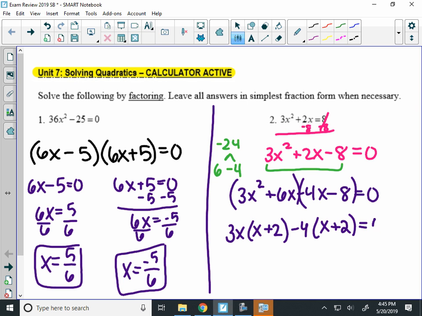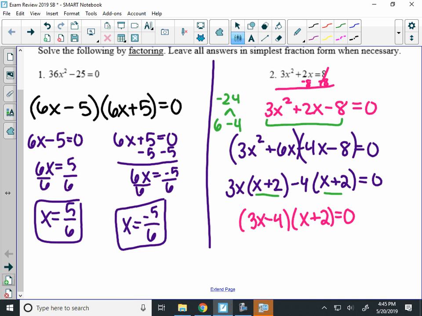Remember, this is always good because you should notice that the two factors that are in parentheses are still the same. So my final factored form here will be 3x minus 4 times x plus 2. Now, when I set each of those factors equal to 0 using the zero product law, I will be able to find my roots.